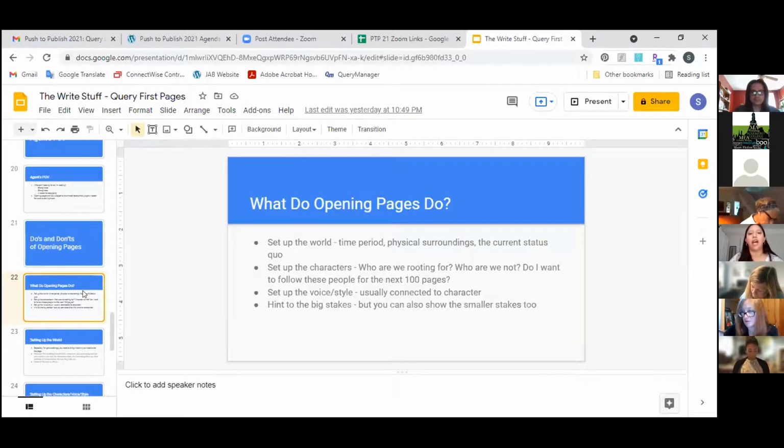In the opening pages, I want to hint at the bigger stakes, but I also want to show that you can show the smaller stakes too. The thing about stakes is that you may have seen a writing chart where the stakes build up against each other. There's always a conflict or an obstacle for the character to address, even if it's small stuff. For example, they're late to work and the subway doors just close in front of them. That's still a stake that you can get pages out of.